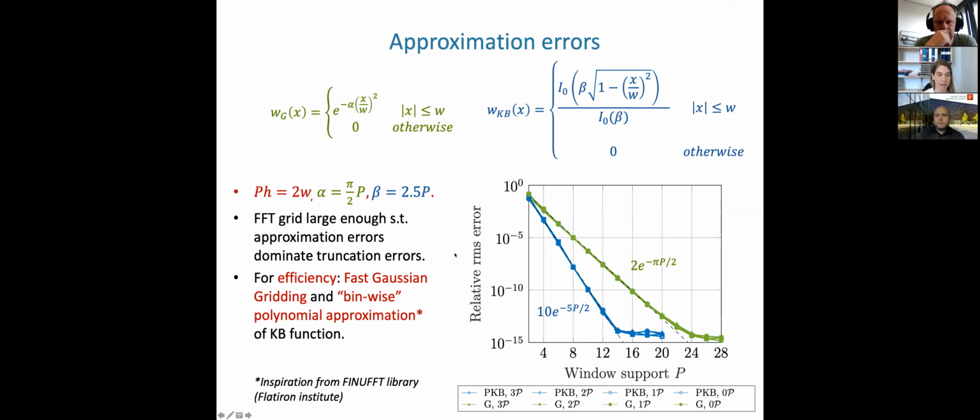So then we can see here, if we have these two window functions and we take the grid to be large enough, so the approximation errors dominate, that this Kaiser-Bessel window function is actually decaying faster. We can make it have smaller approximation errors. To make this efficient, instead of evaluating Kaiser-Bessel functions, which you don't want to do, we have a binwise polynomial approximation of it that, as you see, doesn't hinder the accuracy.